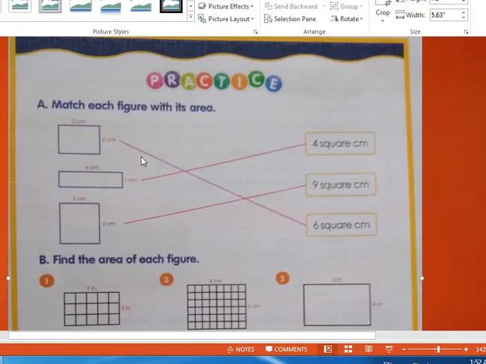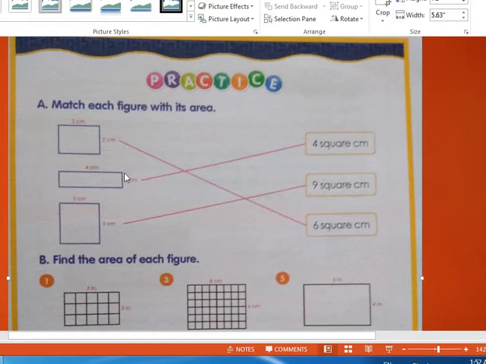In this example, match each figure with its area. Okay, I have figures and I want to match them with their areas. He asks me to find the area. So the area of any shape is to multiply the two sides. I have here two different sides, 3 and 2. So multiply 3 times 2 will give me 6 square centimeters.